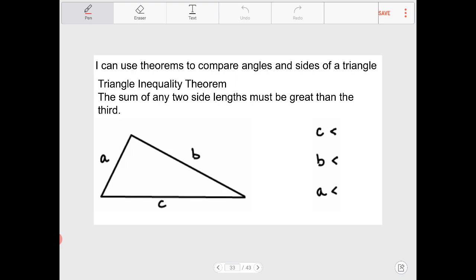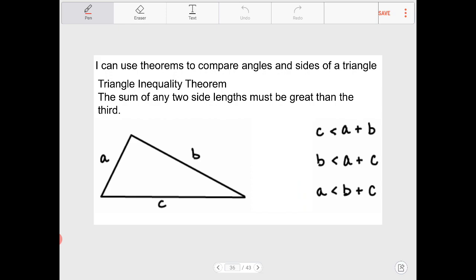So again, the sum of any two side lengths. If I talk about side length C here, it must be smaller than the sum of A and B. Side length B must be shorter than the sum of A and C. Side length A must be shorter than the sum of B and C. However, this doesn't tell us the full picture yet, because there is also a range of possibilities for what each of these side lengths must be greater than.